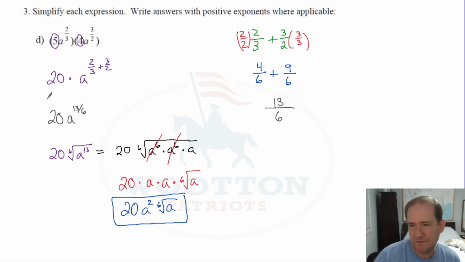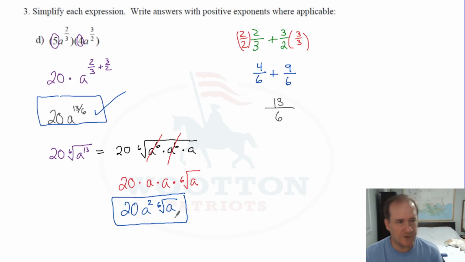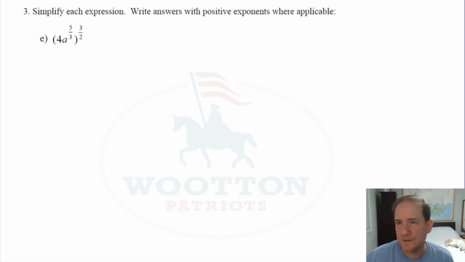Honestly, that's why exponential form is probably better, because it doesn't really matter up here. If your numerator is greater than your denominator, you just leave it alone. But hopefully we see that those two expressions are equivalent. One is just the rational exponent form, and this is the radical form that has been simplified as much as possible. Okay, so that's 3D. Let's check out 3E. And this doesn't look too bad.